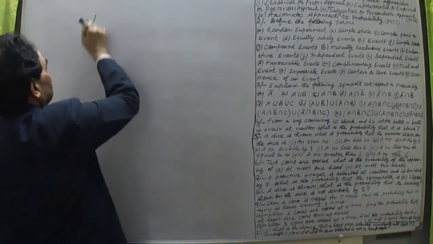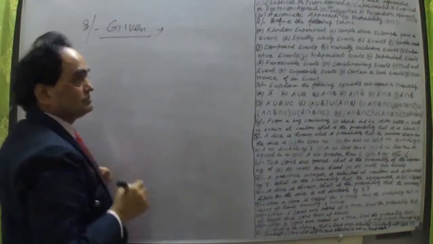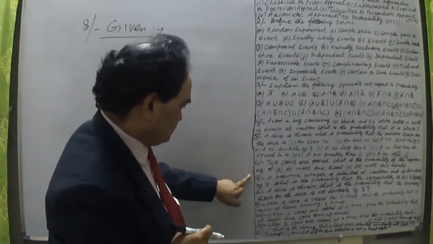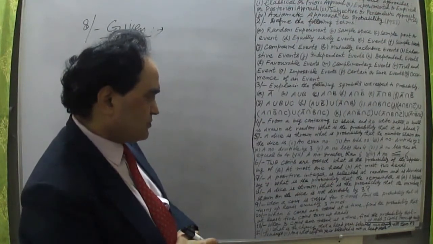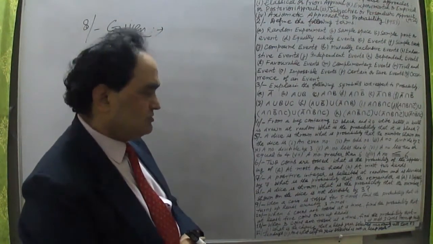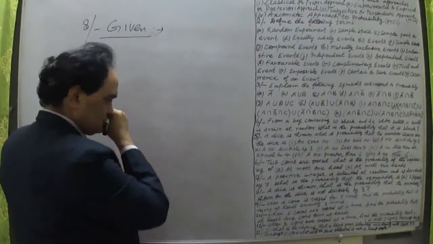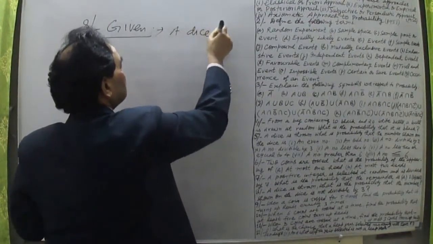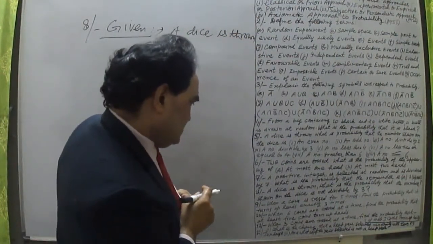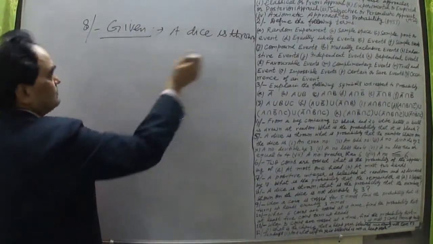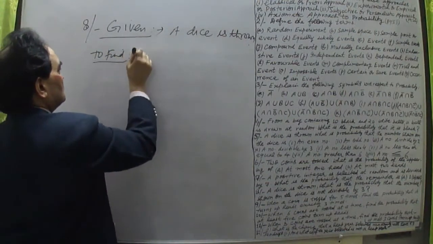We take question number 8 now. What is given to us? Question number 8 says: a dice is thrown. What is the probability that the number shown on the dice is not divisible by 3? We have already done this kind of question. A dice is thrown. What is given to us? Only a dice is thrown. Alright, then find the probability.